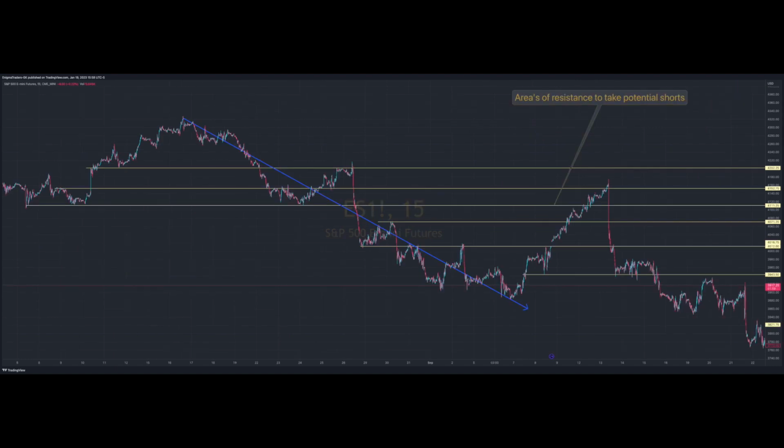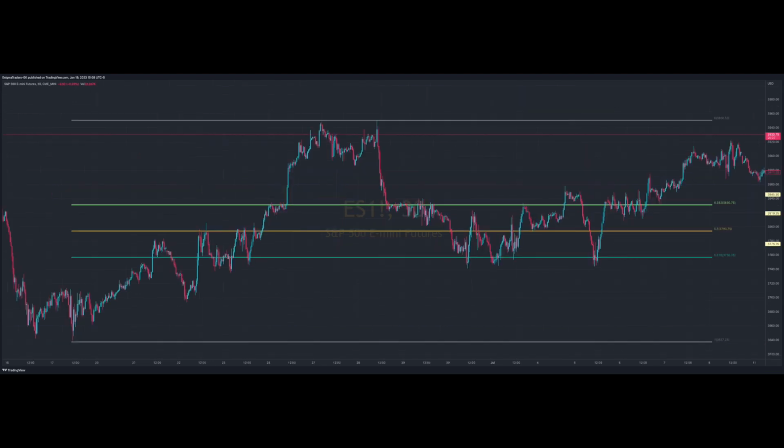Once you have identified the areas of support and resistance, you can use them to identify potential entry and exit points. For example, when the market is approaching an area of resistance, it may be a good time to take profits or enter a short position. Conversely, when the market is approaching an area of support, it may be a good time to close your short position or enter a long position. Combining areas of support and resistance with Fibonacci retracements can be an effective way to identify potential pullback areas.